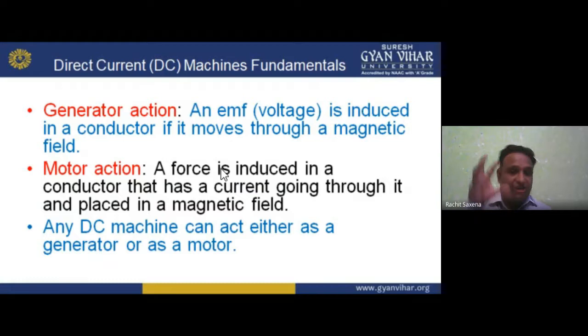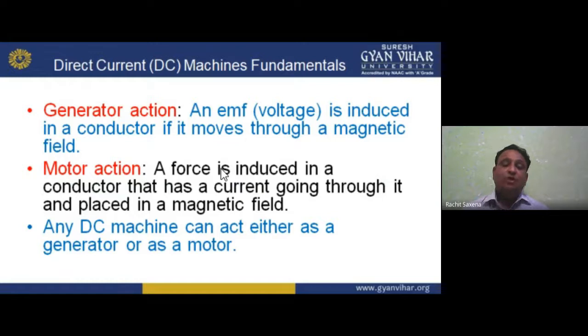Now, generator action. In generator action, an EMF voltage is induced in a conductor if it moves through a magnetic field. Means the conductor is moving through the magnetic field, cutting the flux lines. If it is cutting the flux lines, we get the induced EMF. If EMF is there and a closed circuit is there, the current will flow. That current is known as induced current. So we have induced EMF and induced current.